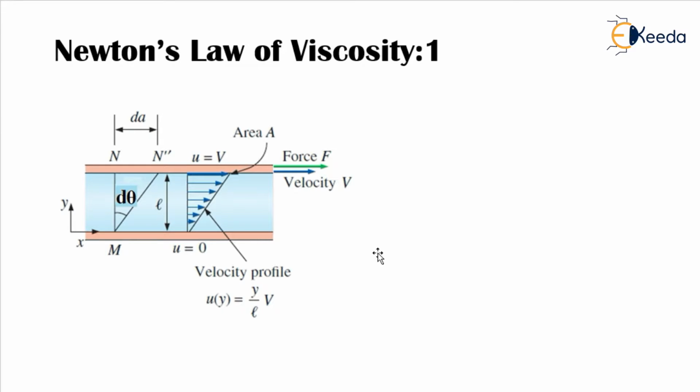Now we can see the diagram here. This is the top plate, and this is the bottom plate. If you observe a liquid particle here, and we are observing it with respect to the bottom plate, what will happen in this dt time? This particle covers a distance up to this point. So what is dA?